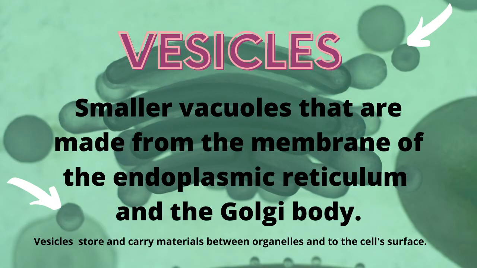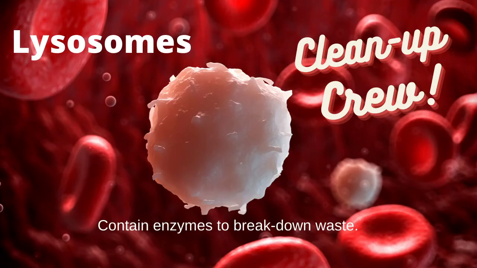Smaller vacuoles that are made from the membrane of the endoplasmic reticulum and the Golgi body are called vesicles. Vesicles store and carry materials between organelles and to the cell surface.